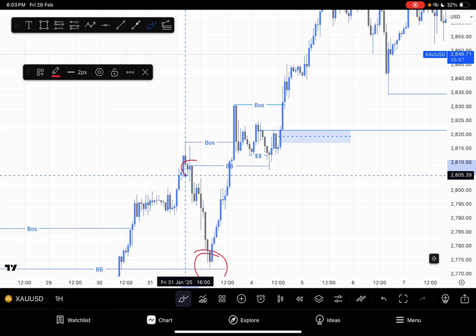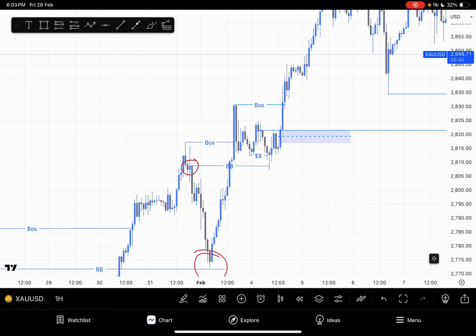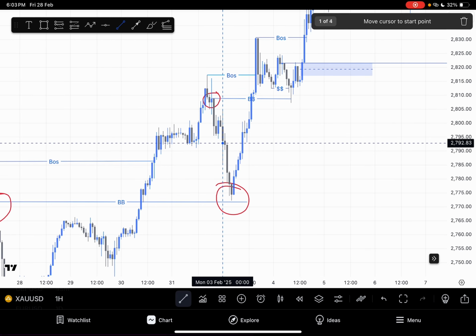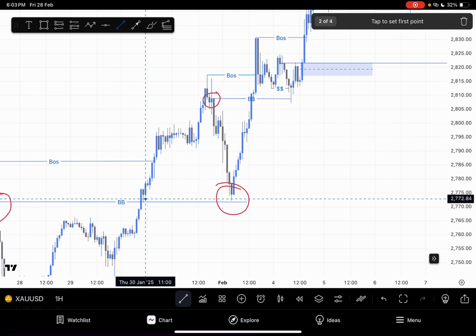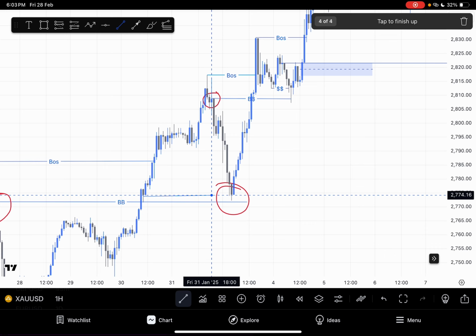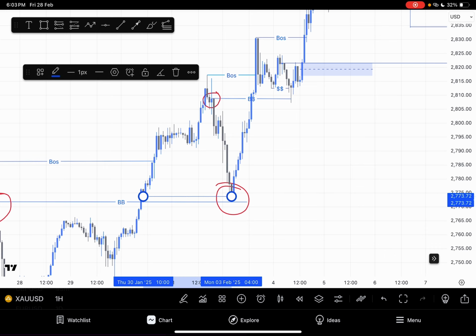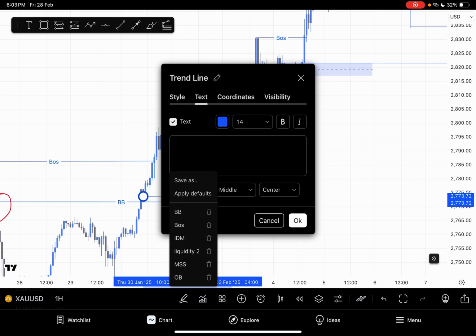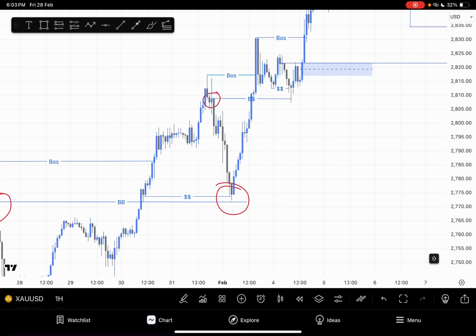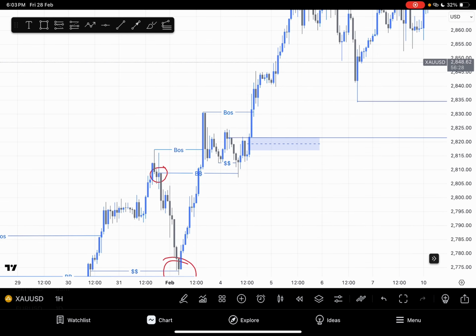So now this is the breaker block. This is an order block that got violated. So now this is the liquidity grab. You can clearly see the liquidity grab and the rejection. So that's the liquidity grab and the rejection. You see sudden movement to the upside, creating a break of structure.